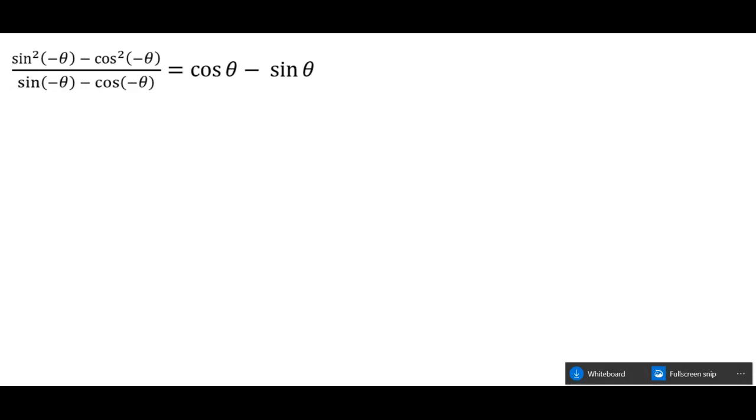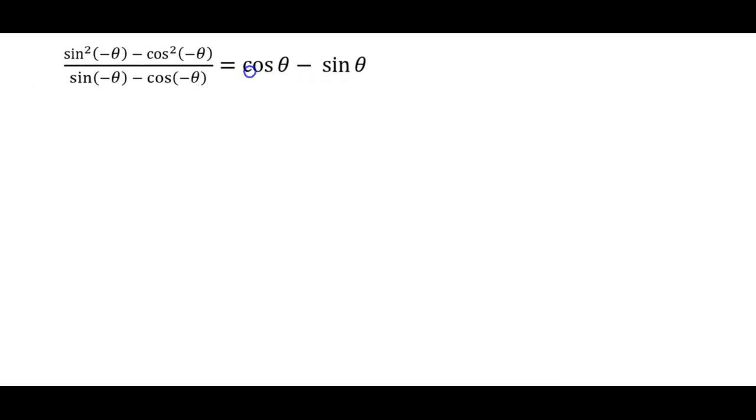This is example number 4, and I wanted to spend a little time with this one. You can see on the left, the right-hand side looks pretty simple, cosine theta minus sine theta, but the left side has a lot of negative signs in it. Because of our even-odd identities, we can clean that up a little bit. I want to go through it to show you how to do this. It can be a little tricky to write out sometimes, and I want you to understand it.